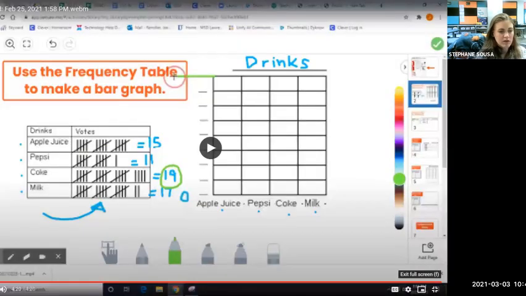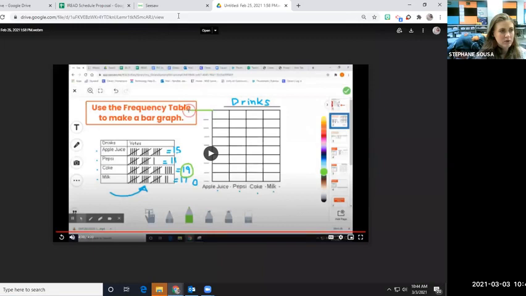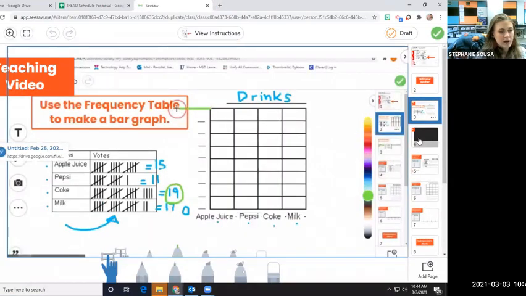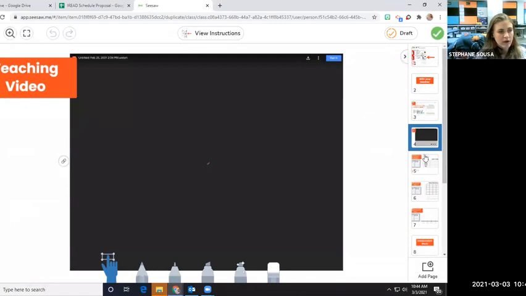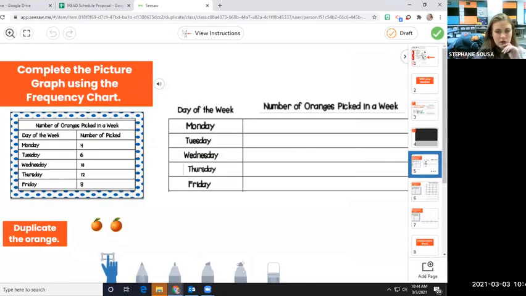All right, so let's take a look today at practicing building scales, okay? I'm going to ask you guys to go ahead and skip over 4 for right now. I want you to hop to slide 5. We're going to work on these together instead of watching one of them. Practice makes perfect, right? Okay, so we are given directions. Our directions are complete the picture graph using the frequency chart.